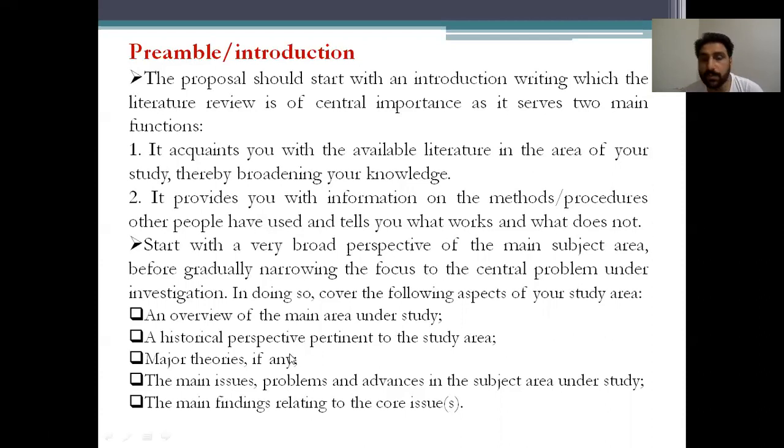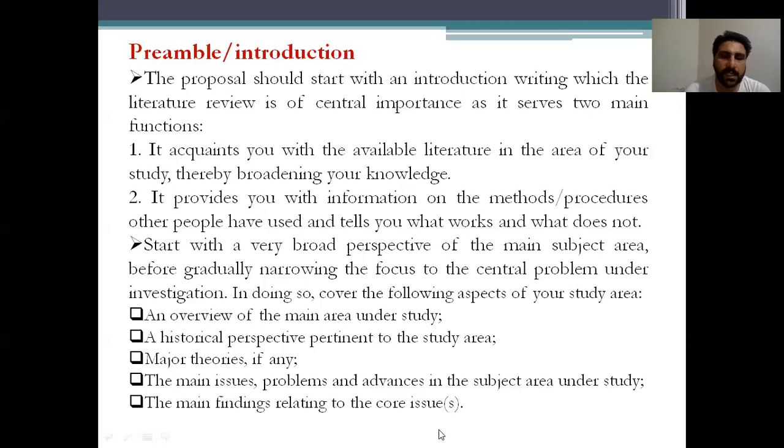What are the major theories, if any, which is mostly applicable to the social sciences? The main issue, problem, and advances in the subject area under study. What was the original issue? How was it solved over the course of time? And how much advancement in the subject area has been done so far?